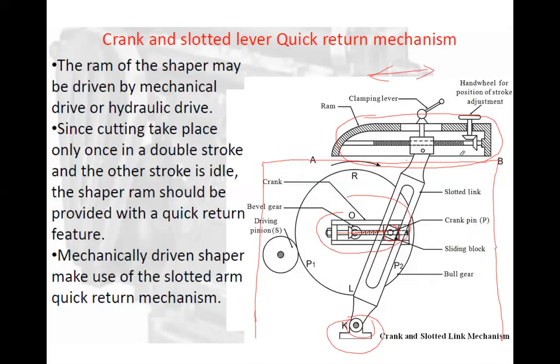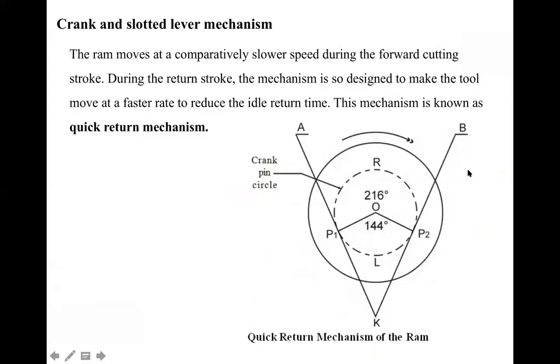As a mechanical engineer, you're supposed to know this mechanism. This is typically how the quick return happens. I'm not bothering about the mechanism, you are already aware of it, you studied it even in your kinematics of machines. I'm bothering here about how this quick return is possible.